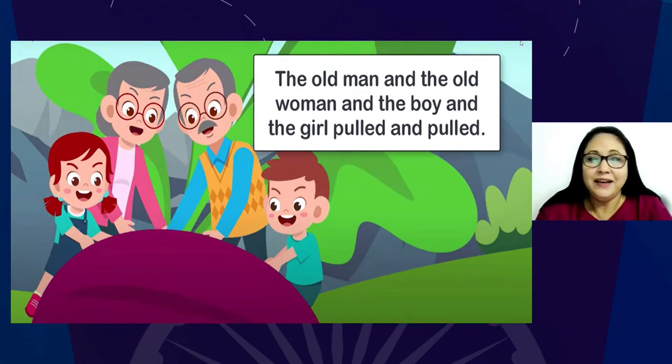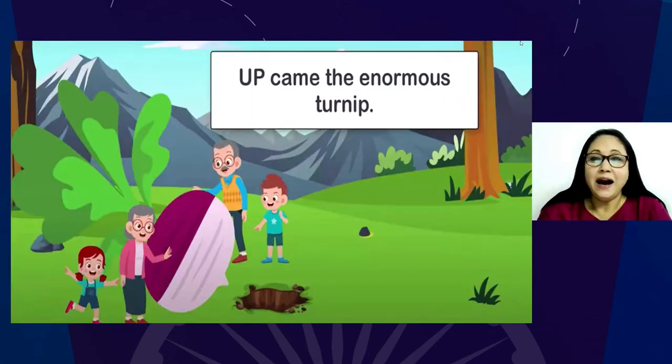And what do you think? Are they successful in pulling it out? Let's see. Yes. Up came the enormous turnip. They were able to, and see what a big hole it has formed in the earth. This is because the entire turnip has come out. They're so happy and joyful.